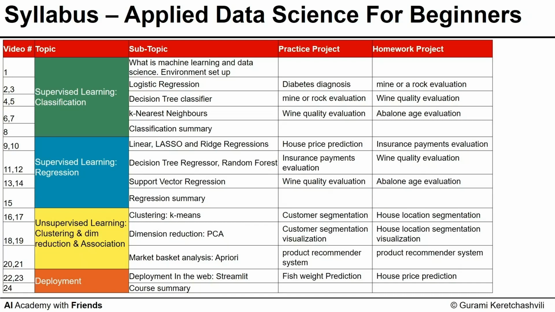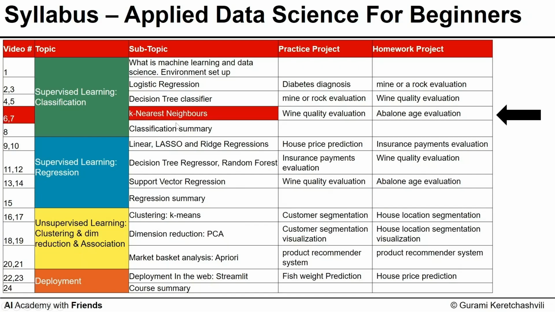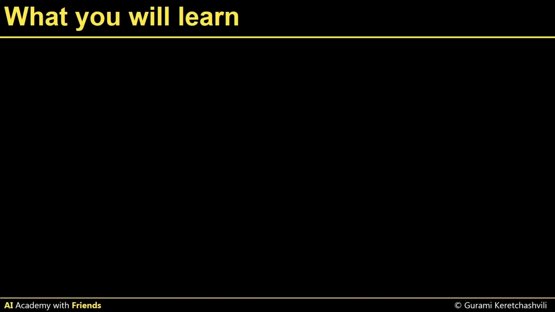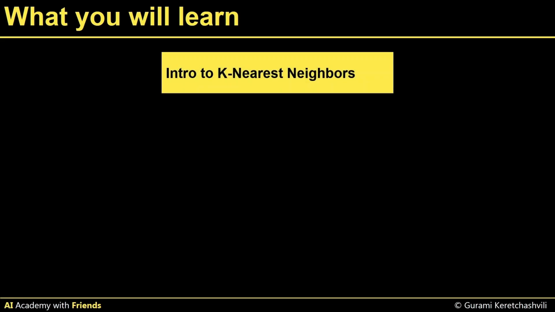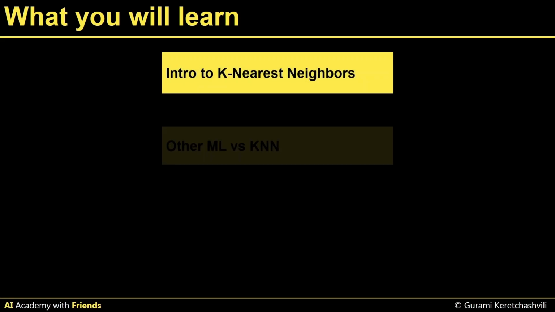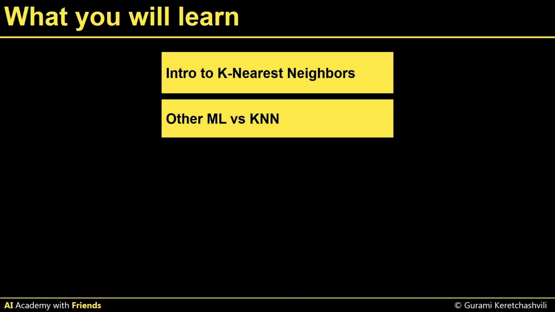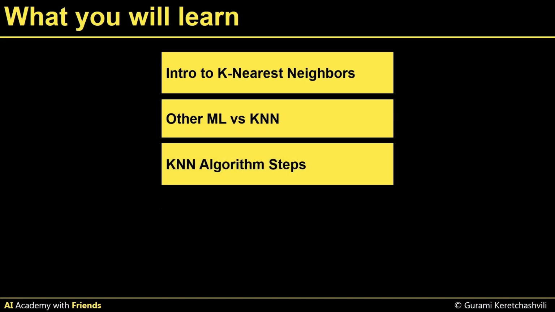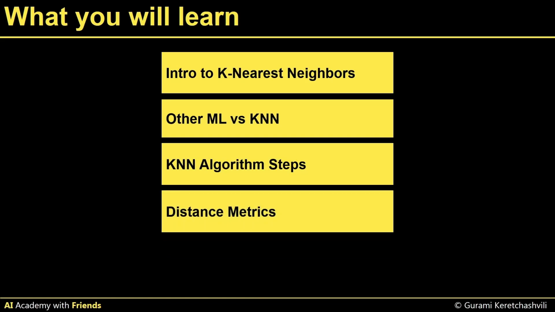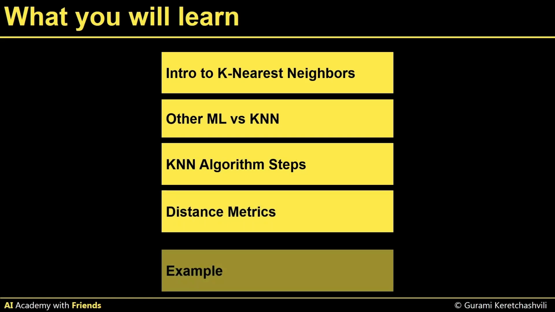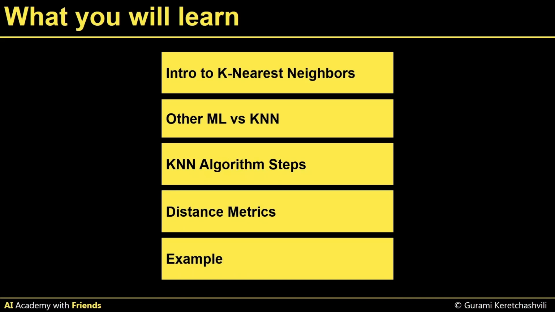This is the syllabus of the course. In this tutorial, we will focus on the theoretical part of one of the popular machine learning algorithms, k-nearest neighbor. You will learn what k-nearest neighbor is. We will compare its structure to other typical machine learning algorithms. Also, I will show you a step-by-step tutorial of how the algorithm works and highlight some of the important distance matrices. In the end, I will show you textual and visual examples in order to understand the algorithm better. Let's get started.